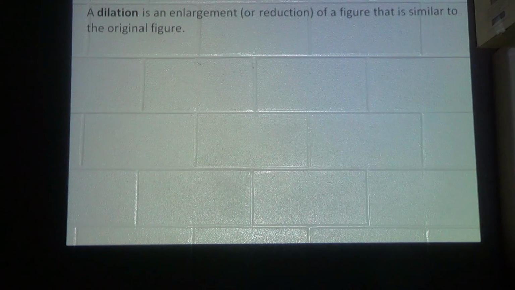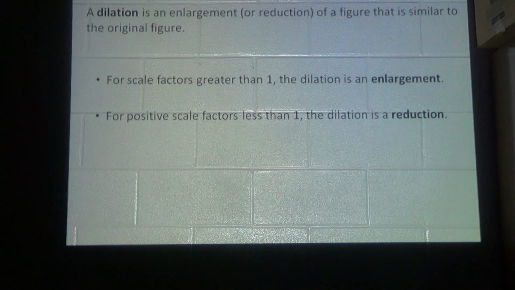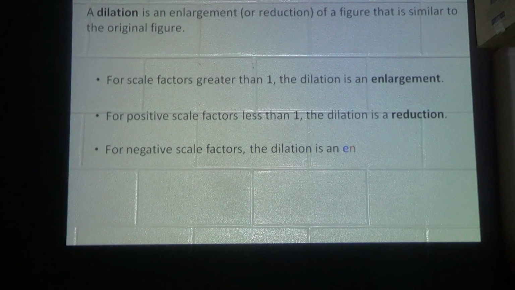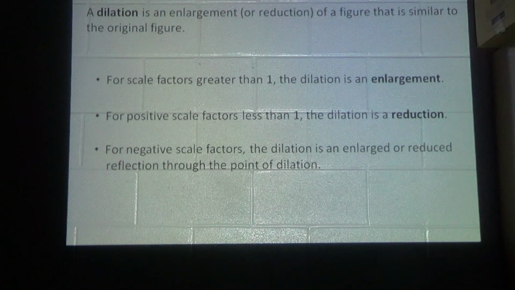Okay, so a dilation is an enlargement or a reduction of a figure that is similar to the original figure. The scale factor is what determines how much is being dilated. If the scale factor is larger than 1, the dilation is an enlargement. If it's a positive scale factor that's less than 1, between 0 and 1, or a fraction, the dilation is a reduction. For negative scale factors, the dilation is an enlarged or reduced figure that is reflected through the point of dilation.